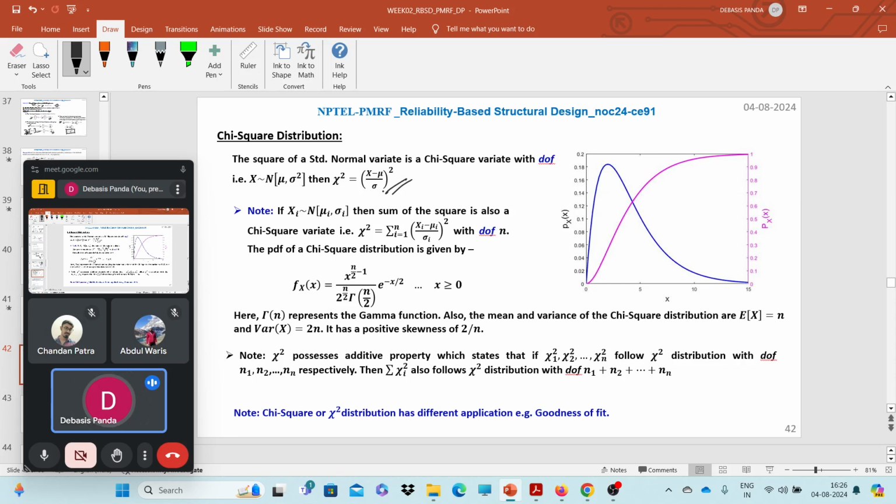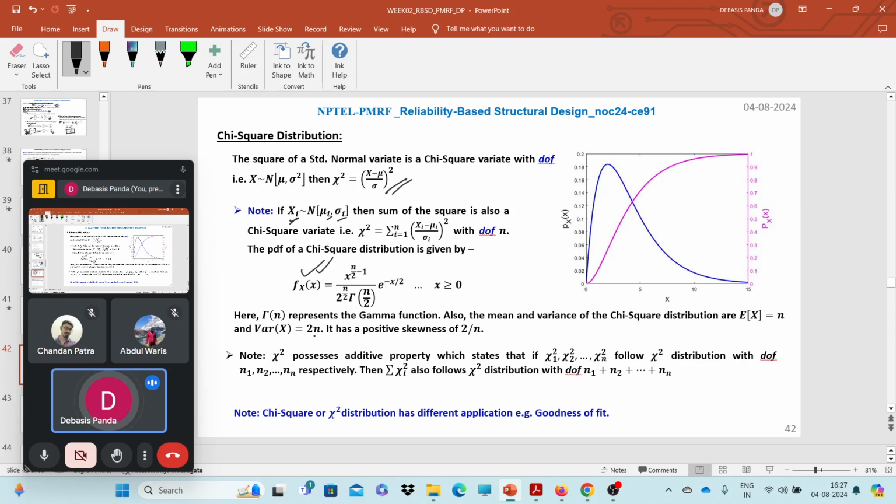The first property says, if we have a random variable with mean mu and sigma, and we square them up and sum them up, it will also give the chi-square distribution, and the PDF of the chi-square distribution is given here, which you will find in any standard book. So if we have a distribution which follows the chi distribution and we square them, it will also follow the chi distribution with the same degrees of freedom. That is the first property that will help in determining the goodness of fit test.